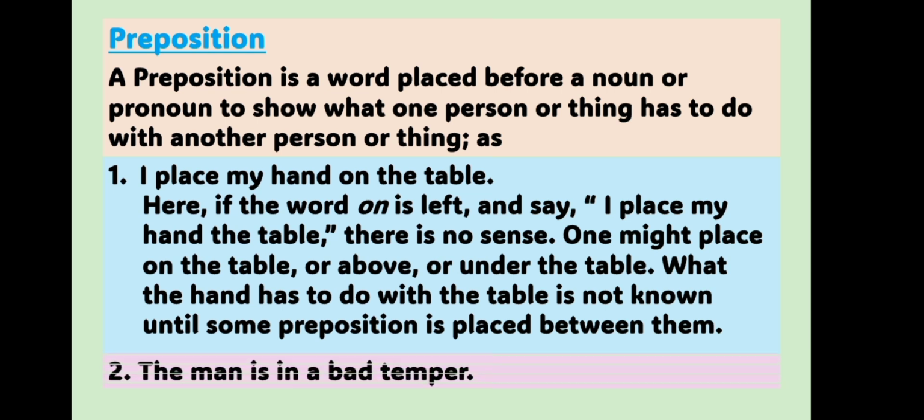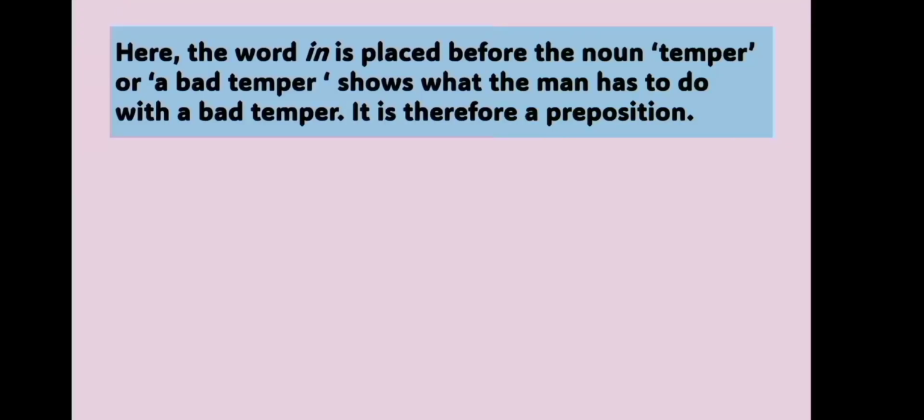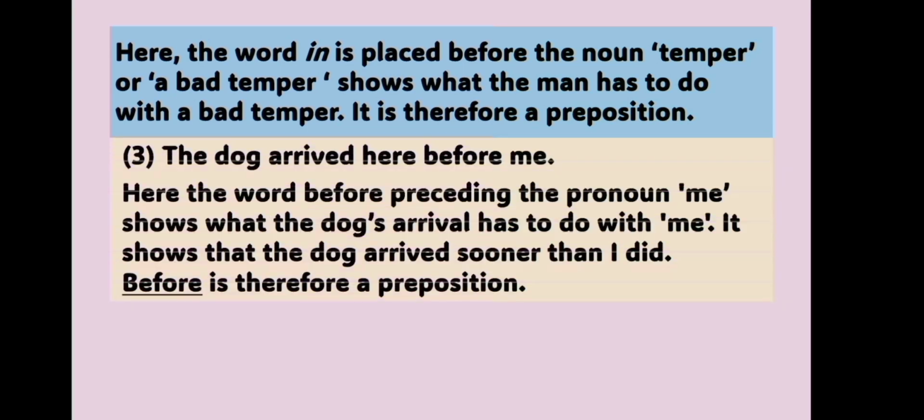Number 2. The man is in a bad temper. In this sentence, the word in that is placed before the noun temper, or noun phrase a bad temper, shows what the man has to do with a bad temper. It is therefore a preposition.